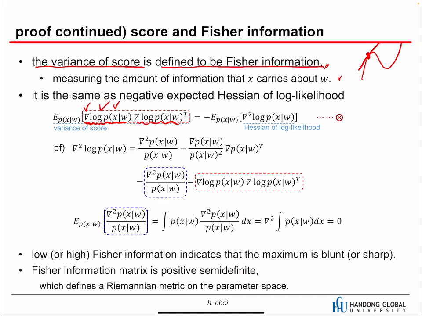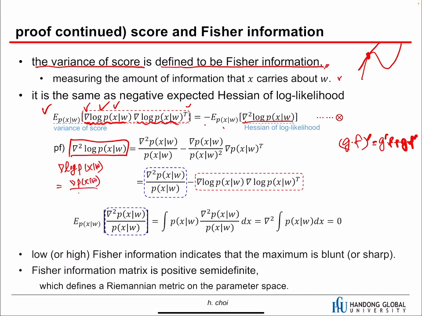So we want to prove this one. The variance of score is the same as the negative expected Hessian of log likelihood. Okay, so let's start from this one. So we have a Hessian of this log likelihood. And then, when we have g and f, when we take a derivative, it is g dash times f plus g times f dash. The gradient of log p(x|w) is the gradient of p(x|w) over p(x|w). So this one is the first derivative, and then we have one more.